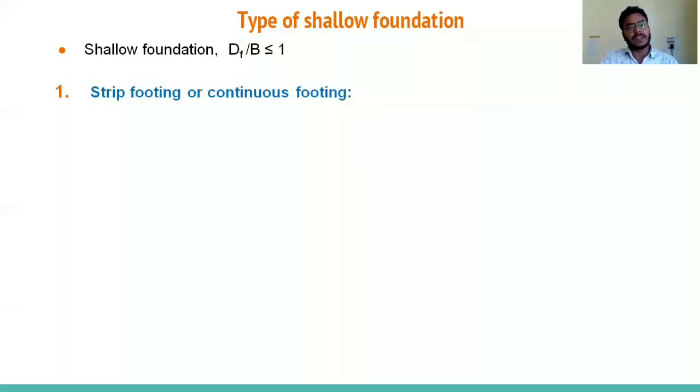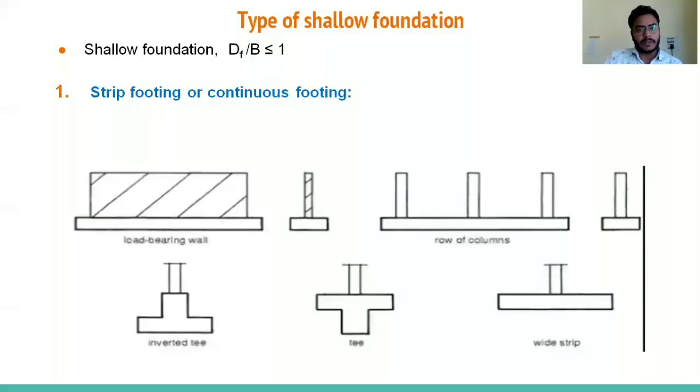The first one is strip footing or continuous footing. Strip footing is basically designed for a load bearing wall, or in other cases where a number of columns are placed in one line and their footings nearly touch each other or are overlapping. So when we would go for isolated footing, it is better to go for the strip footing. What we do, suppose a column, we provide a footing with a larger cross section just below the wall.